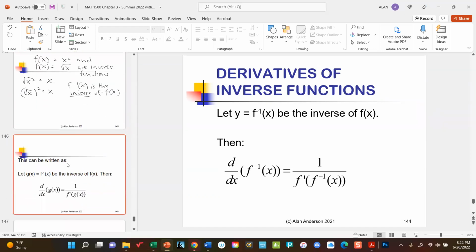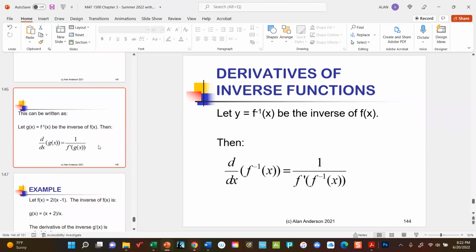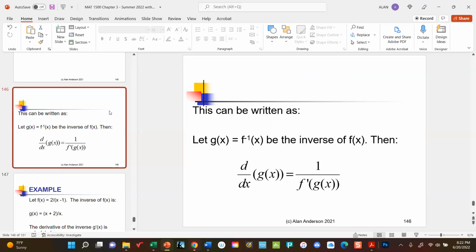All right, well, that looks very complicated. So why don't we look at a couple of examples. First of all, I just want to mention that you can also rewrite this if it's simpler as g of x. In other words, in some books, instead of writing f inverse of x, they'll just replace that with g of x, with the understanding that these mean the same thing.